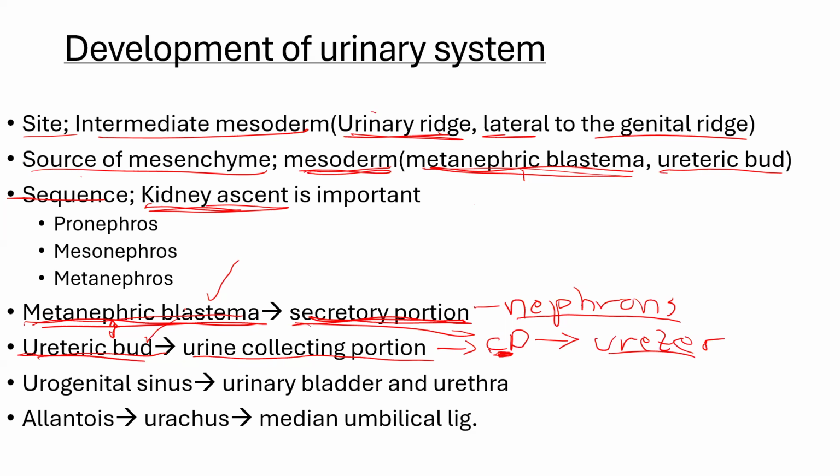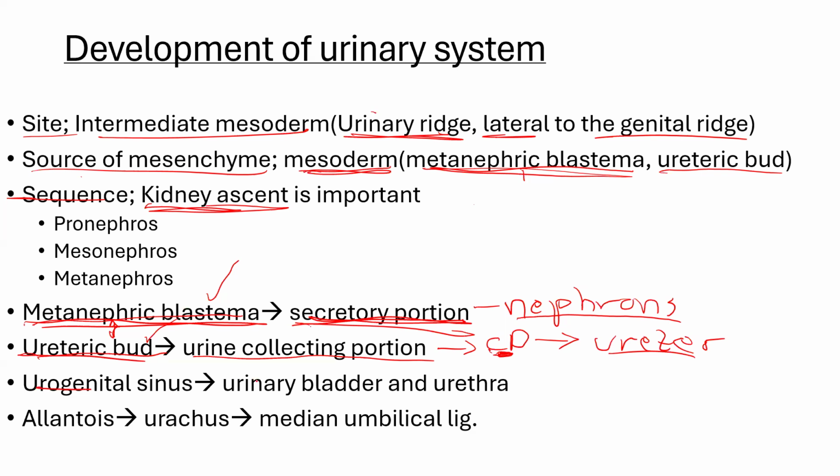I'll tell you, urine would accumulate in the nephrons. And if urine accumulates in the nephrons, those nephrons will simply dilate outwards. So you'll have that polycystic kidney, okay? A polycystic kidney, because urine is not being drained.